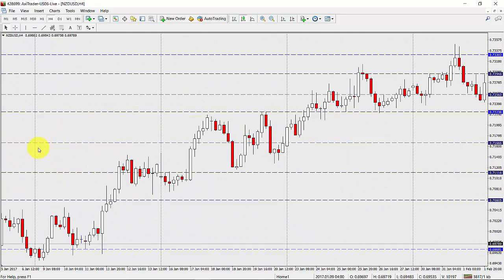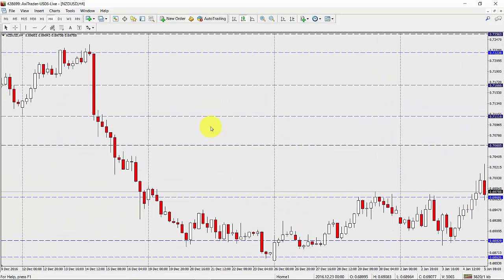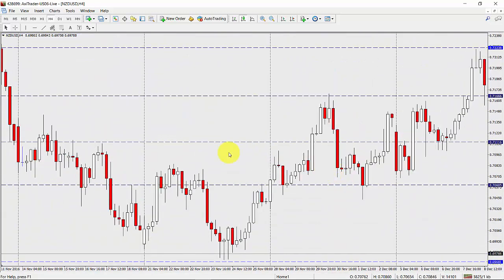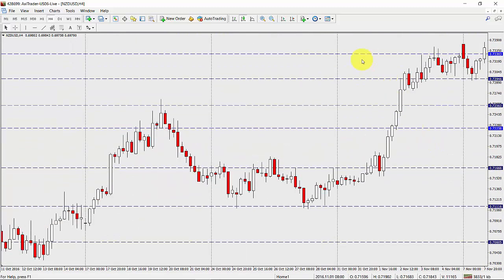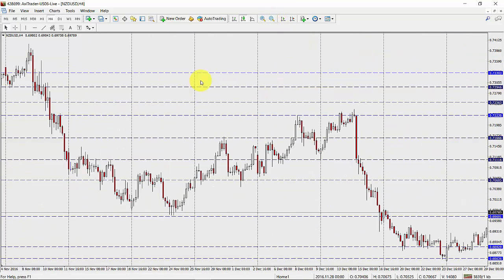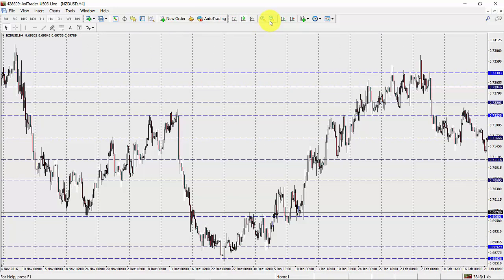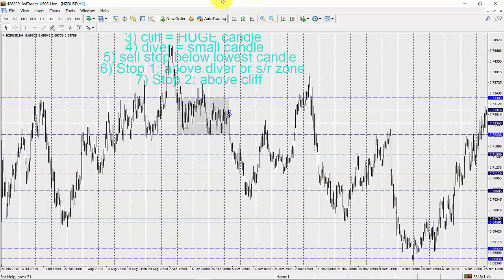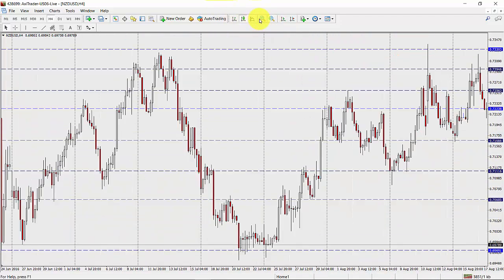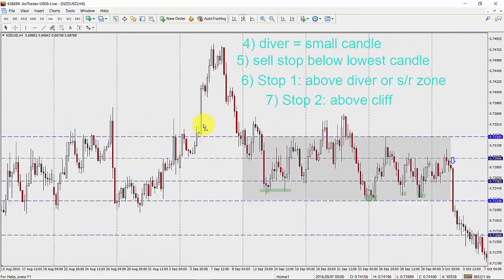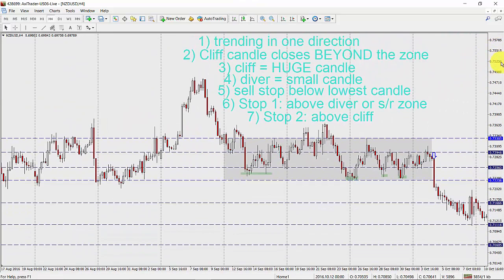The big mistakes are not going with the trend and not getting a really clear close beyond the zone. What happened to all my rules? Oh, there they are. Okay. The biggest mistakes, the biggest rule violations are number one and number two. If you can nail those two down and just follow the rest of the rules, you're pretty cool.